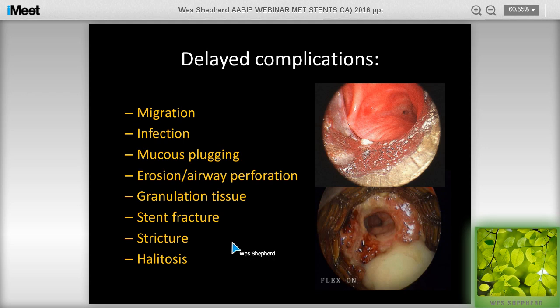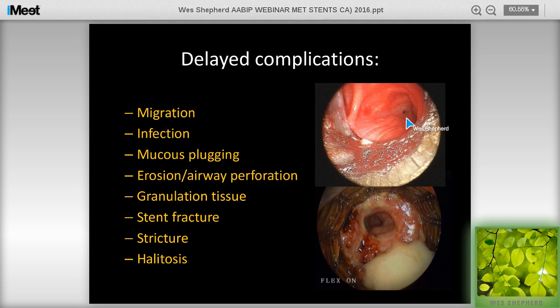And then, of course, more importantly, delayed complications: migration, infection, mucus plugging, perforation of the airway, and, of course, commonly granulation tissue, long-term stent fracture, strictures, and halitosis you'll see in these patients.